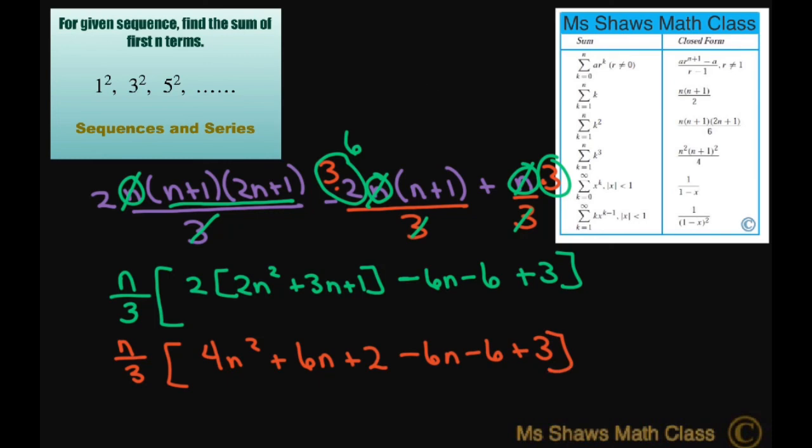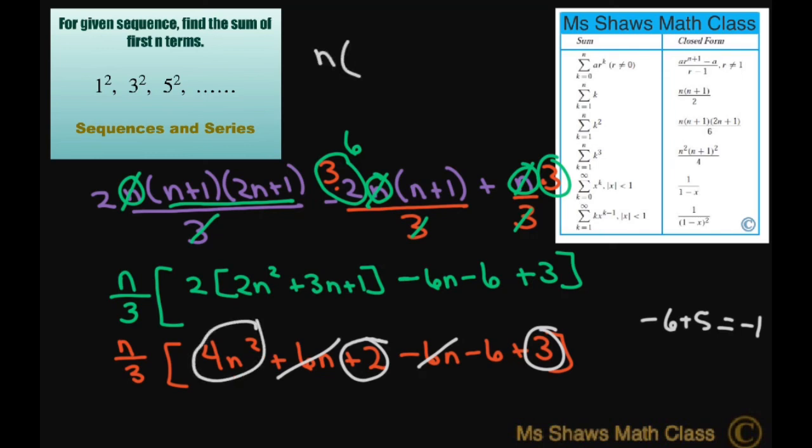So what we have is the 6n's cancel. 2 plus 3 is 5. So negative 6 plus 5 is negative 1. So your final answer is going to be n times 4n squared minus 1, and I'm just going to put this 3 under here like that.